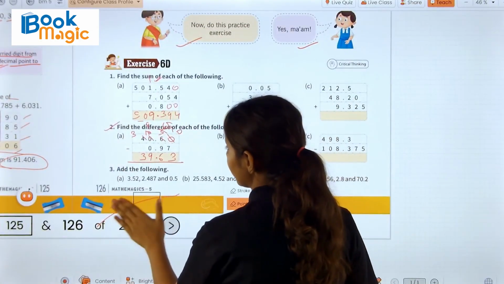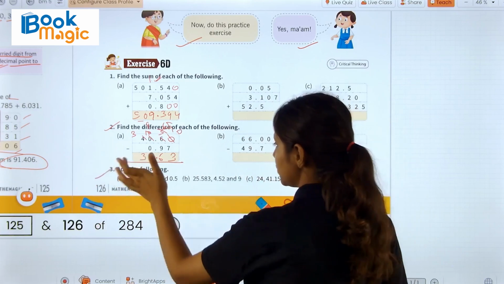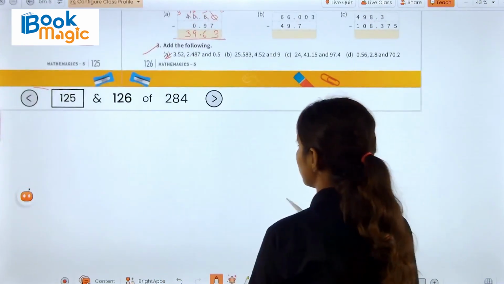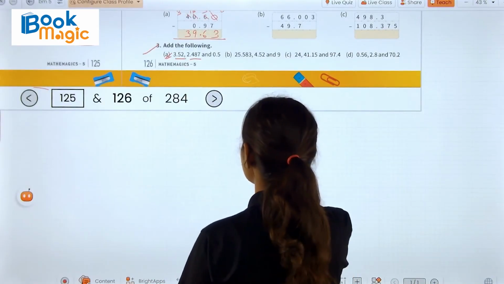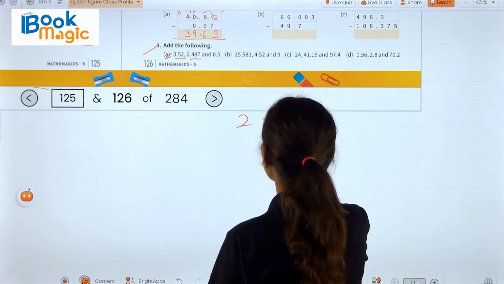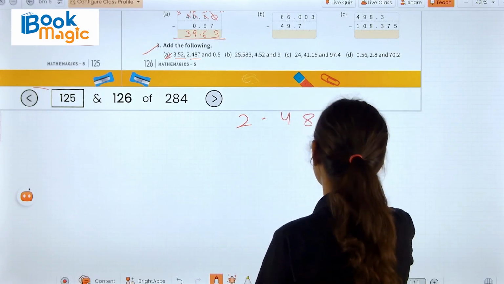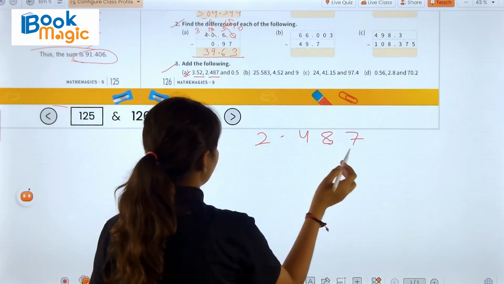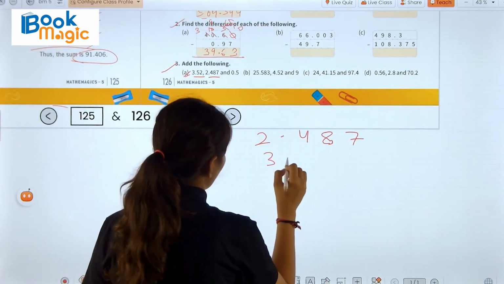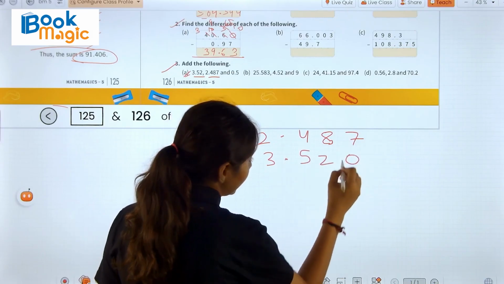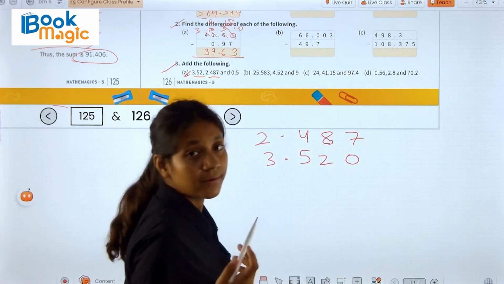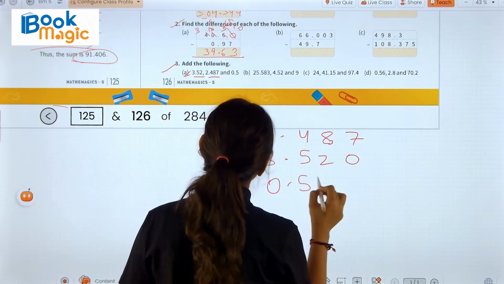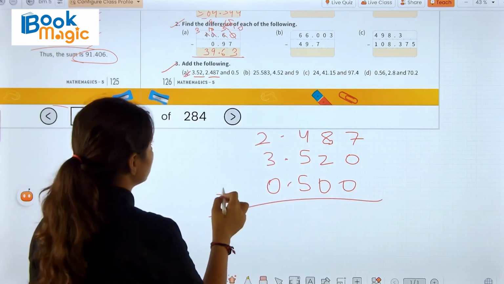Now we have the third question. Add the following. Here we have to make the column firstly by ourselves. So we can see 3.52, 2.487 and 0.5. Firstly we are writing the value which has more decimal places, 2.487. Then we are writing 3.52, adding 0 here because we have to make them like decimals. Now add 0.5, so we have to add 0 here also.